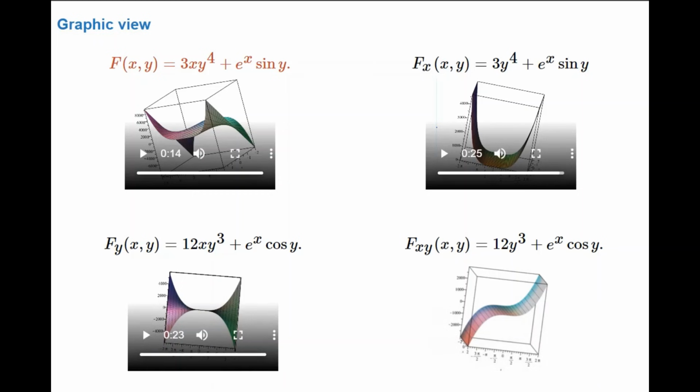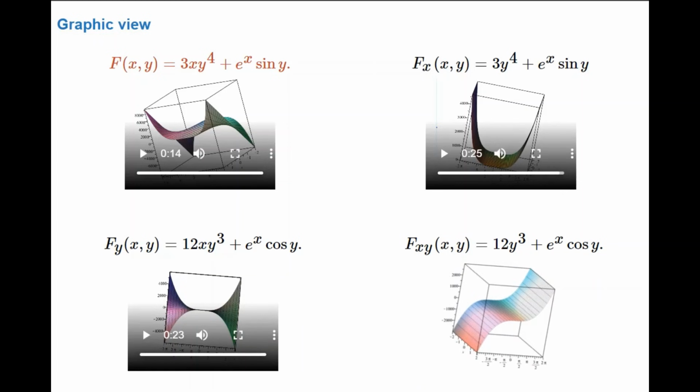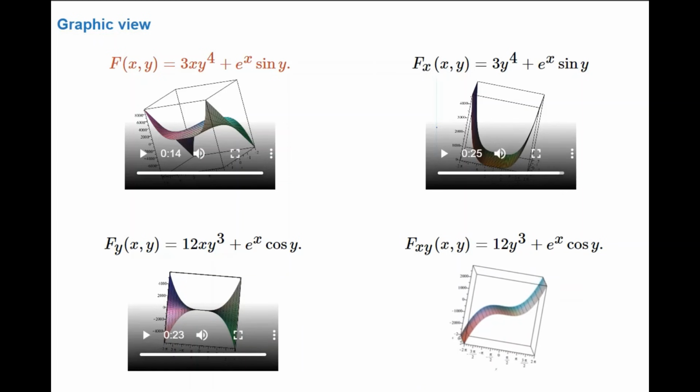And that's what our double derivative or the mixed derivative looks like. Partial squared f by partial x partial y. And here you can observe that along y equal to 0, again the curve looks like an exponential curve.